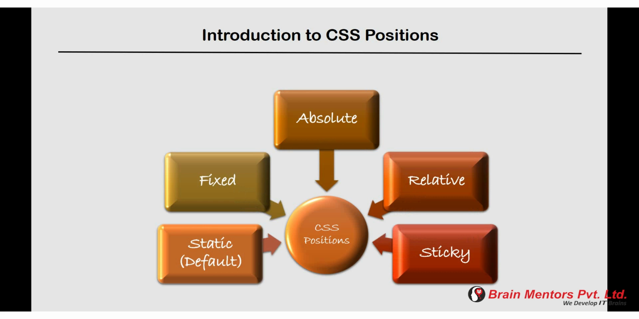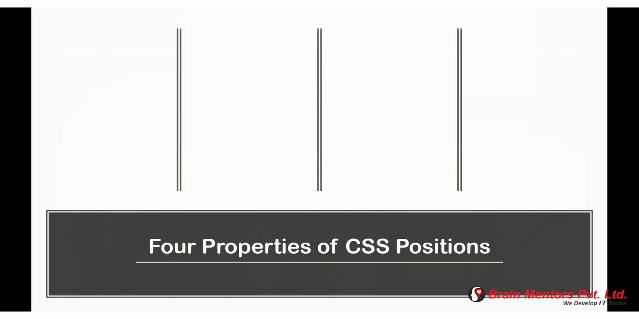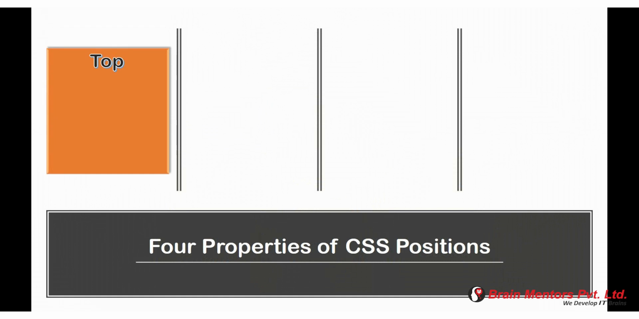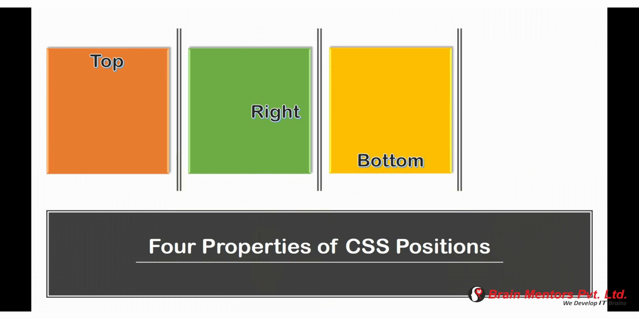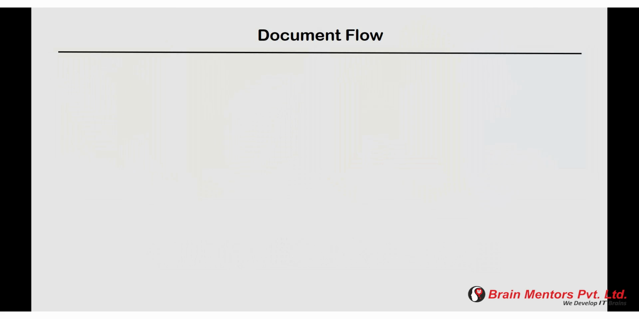Now the question is, how do we change the position of any element of an HTML? For this we have four more necessary properties for CSS positions. The properties are, first is top, second is right, third is bottom, and fourth is left. These four properties are only used when we first apply the position property to any HTML element. And then by using these four properties with any position value, we can change the position of any element of an HTML. Basically, by using these four properties, we can change the document flow.